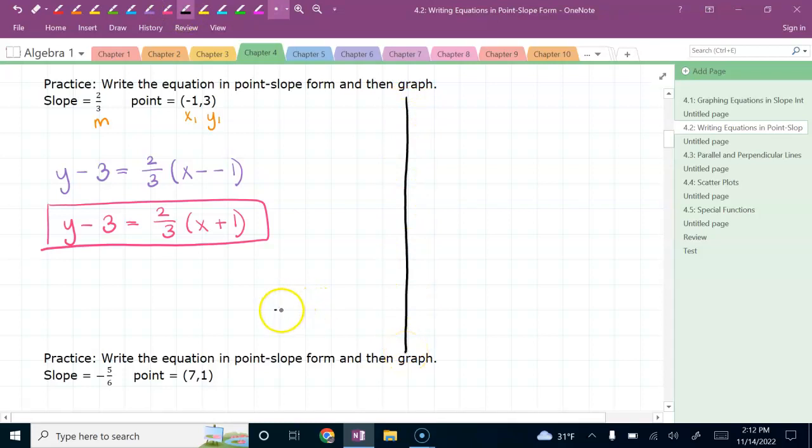Now to graph this one, you're going to start at -1, 3, so you're going to go left 1, up 3. And then you're going to go for your slope up 2, right 3. Or you could go down 2, left 3.